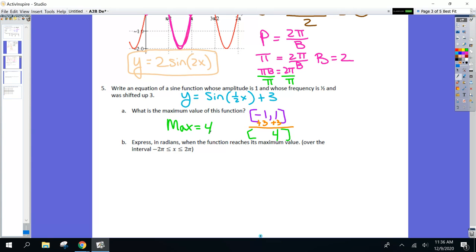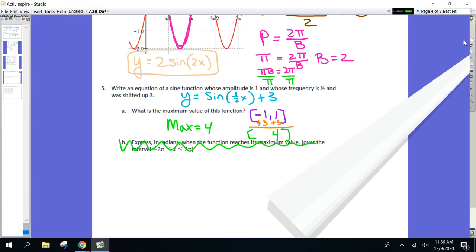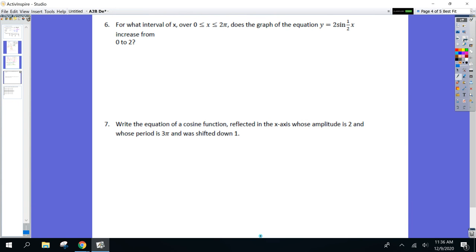I got good news. This is always a good feeling. We're not going to do B. So you can just get rid of B for me. I don't need you to know where it hits the maximum value. That's not a concern to me. And also, another good feeling, you can cross off number 6. And the reason you're crossing off number 6 is because there is no answer to number 6. I got to change that for next year.